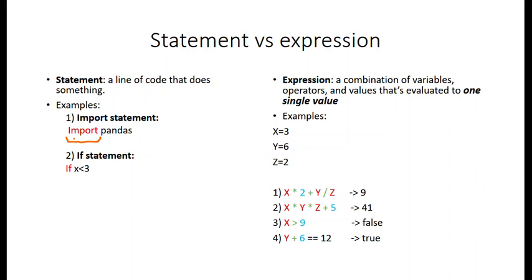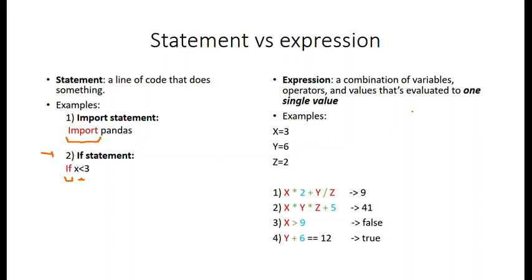Another example is the if statement. When we say if x less than 3, we use the keyword if and then we follow that with something. That's a statement. An expression, on the other hand, is a combination of variables, operators, and values that are all evaluated to one single value eventually. The important part of the definition is that the combination of variables, operators, and values will eventually be evaluated to one single value.